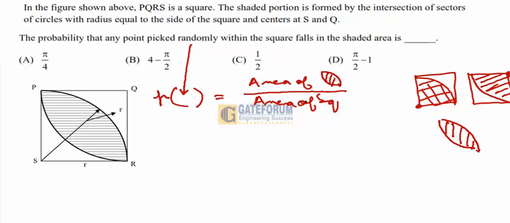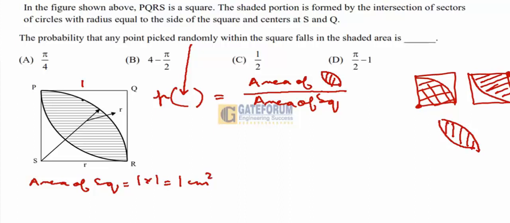Yes or no? This is our challenge actually. Now how to find the respective areas? See, let us take the side of the square to be 1. If this is 1, all of them are 1. So I can say area of square is equal to 1 into 1, that is 1 square centimeter.